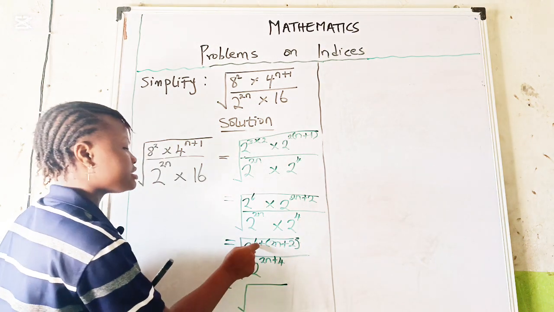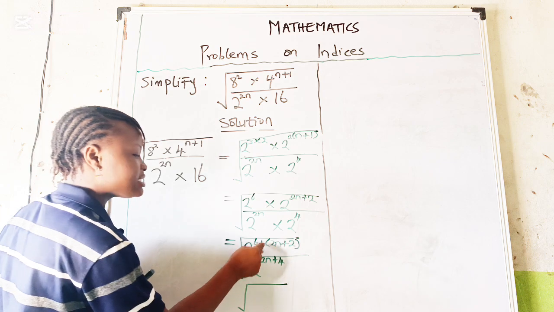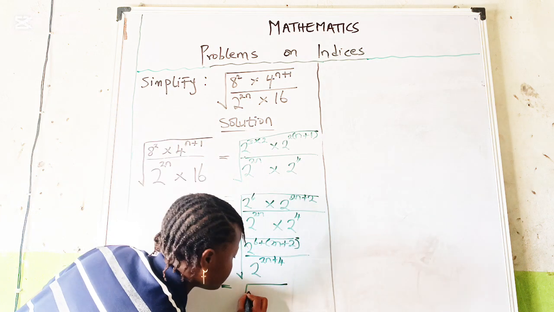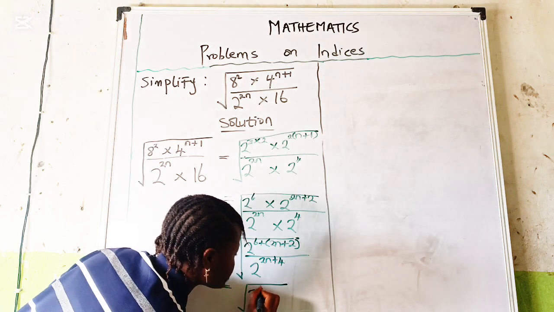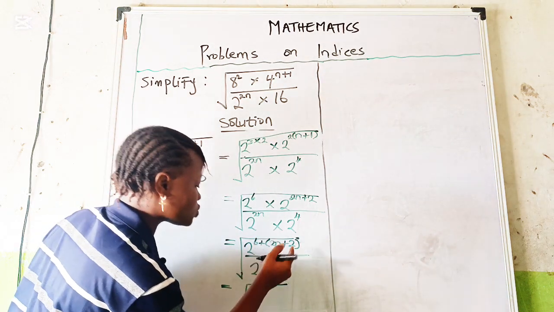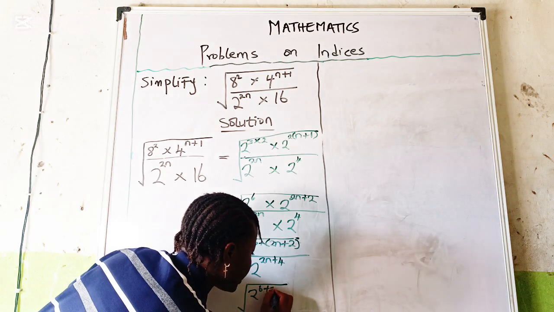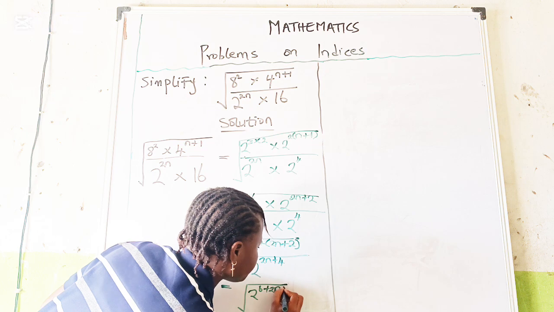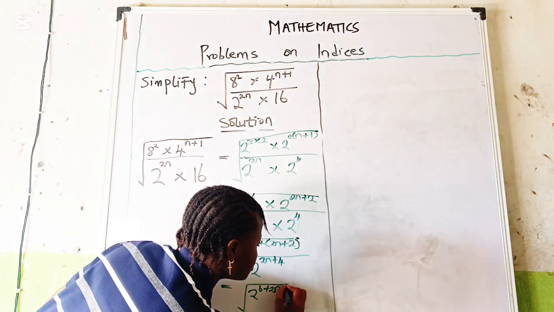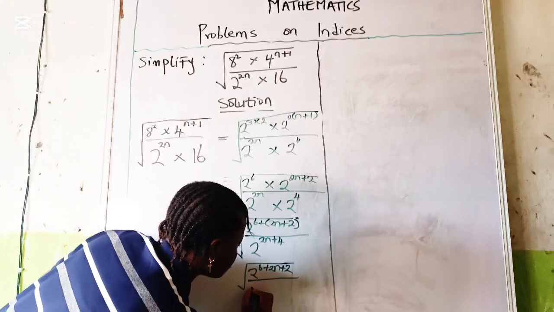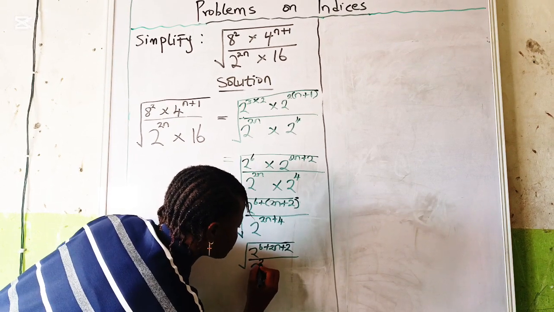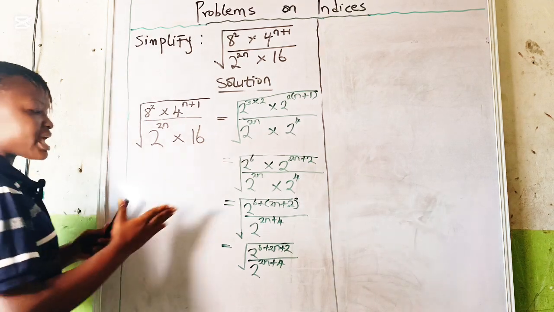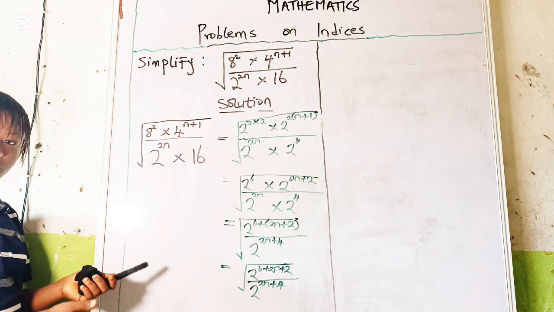Remember, you are not using 6 to open brackets. Instead, there's an invisible 1 here and you are using plus 1 to open the bracket, which is 2 raised to power 6. Then plus 1 times 2n will give you plus 2n. Then plus 1 times plus 2 will give you plus 2, all over 2 raised to power 2n plus 4. Now we are done with the multiplication law.